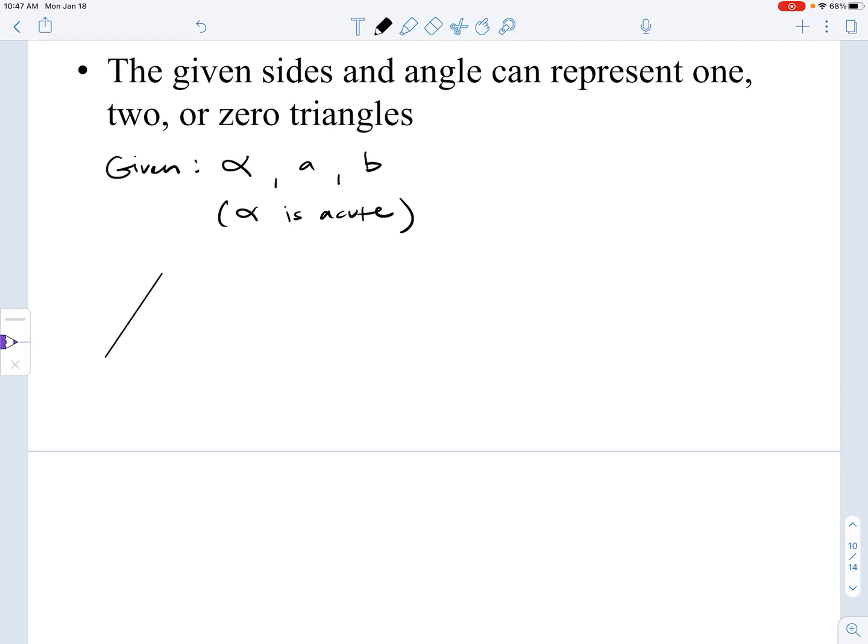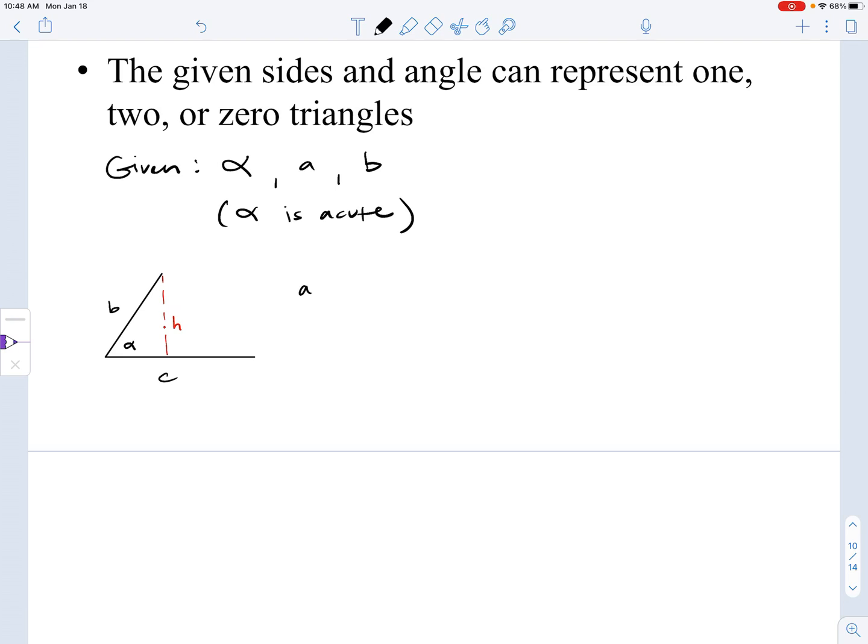Okay, so I'm just going to show you how you can run into 1, 2, or 0 triangles with this given information. So let's say that this is alpha, this is side B, this right here would be the height of the triangle, and side C would be over here.